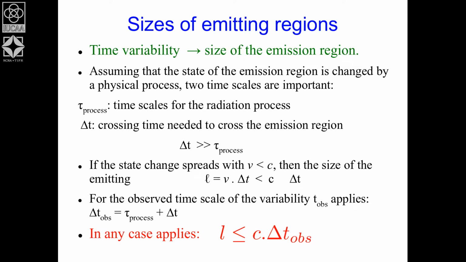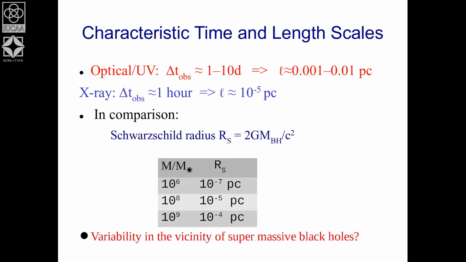And as I mentioned, the tau process is much smaller than delta t. In any case, one can say that the size of the emitting region is less than or equal to the speed of light times the observed time scale. Okay, and when you use this information, then we can infer the size.